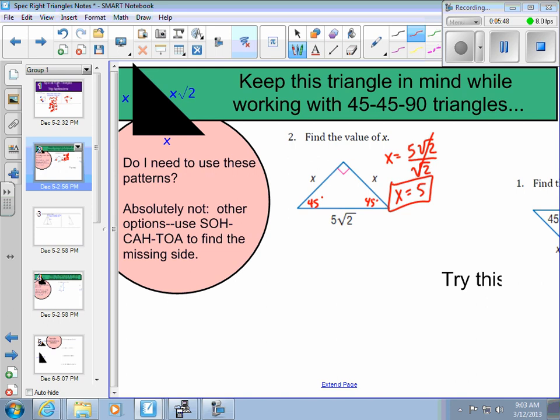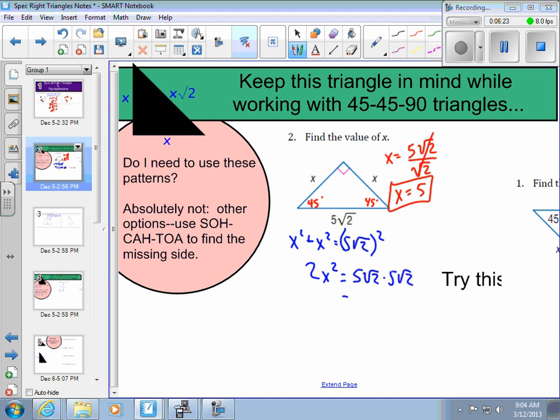Okay, is it the only way? No. You could do this one a different way. You could use Pythagorean theorem. Again, you should get the same answer. You could go x squared plus x squared equals 5 square roots of 2 squared. X squared plus x squared is 2x squared. If you square 5 square roots of 2, anytime you're squaring something means you got 2 of them. So you got 5 square roots of 2 times another 5 square roots of 2.